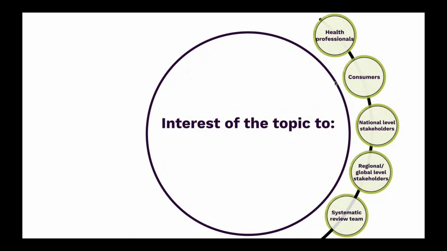And then there's a set of criteria related to interest in the topic. So we ask, are health professionals interested? Are consumers interested? Are stakeholders at the national level interested? Regional and global stakeholders, and the systematic review team itself. The more interest by more groups there is, the more likely we would conduct the systematic review, the more likely we would prioritize those topics. And as systematic reviewers, I'm sure you can relate to the fact that the interest of your own team members in a particular topic will make it more likely that you will conduct the systematic review.